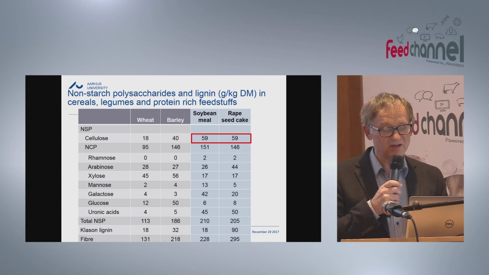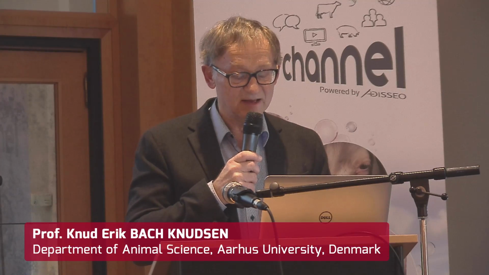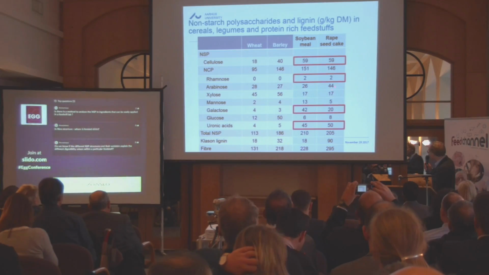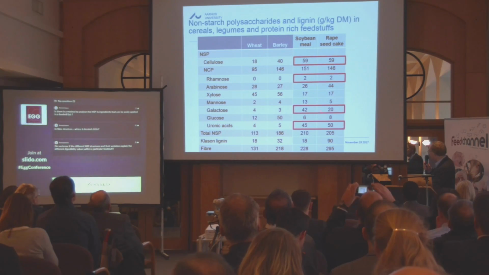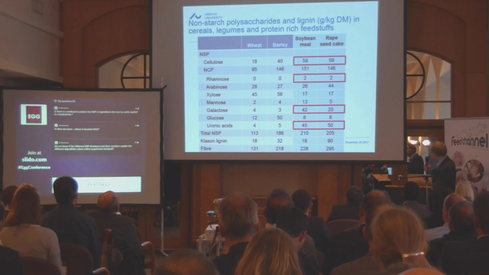primarily because it's present in most of the cell walls in the soybean meal and rapeseeds. In addition, when you are looking at the sugar monomers, you will also see that the sugar monomers in the non-cellulosic polysaccharides are somewhat different when you're looking at the soybean meals relative to the wheat and the barley.